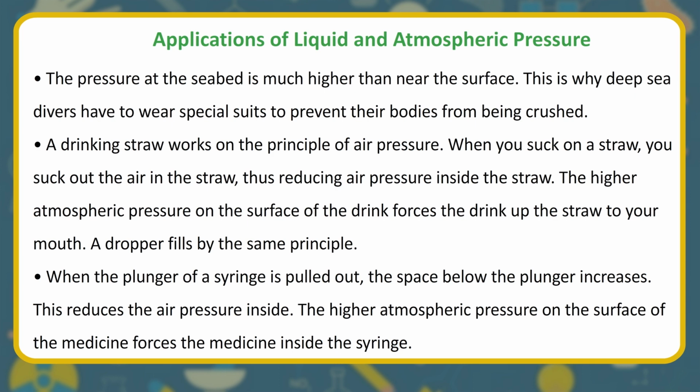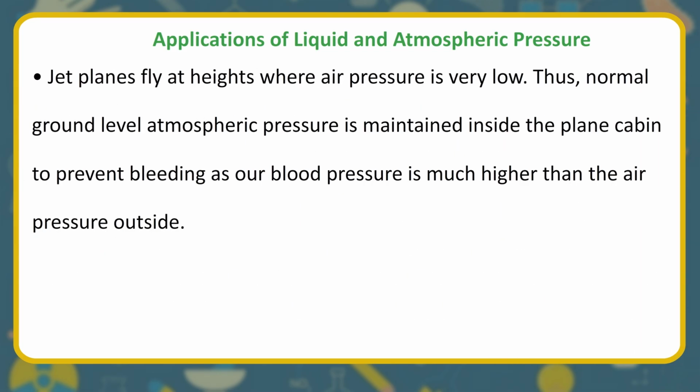A dropper fills by the same principle. When the plunger of a syringe is pulled out, the space below the plunger increases. This reduces the air pressure inside. The higher atmospheric pressure on the surface of the medicine forces the medicine inside the syringe. Jet planes fly at heights where air pressure is very low. Thus, normal ground level atmospheric pressure is maintained inside the plane cabin to prevent bleeding as our blood pressure is much higher than the air pressure outside.